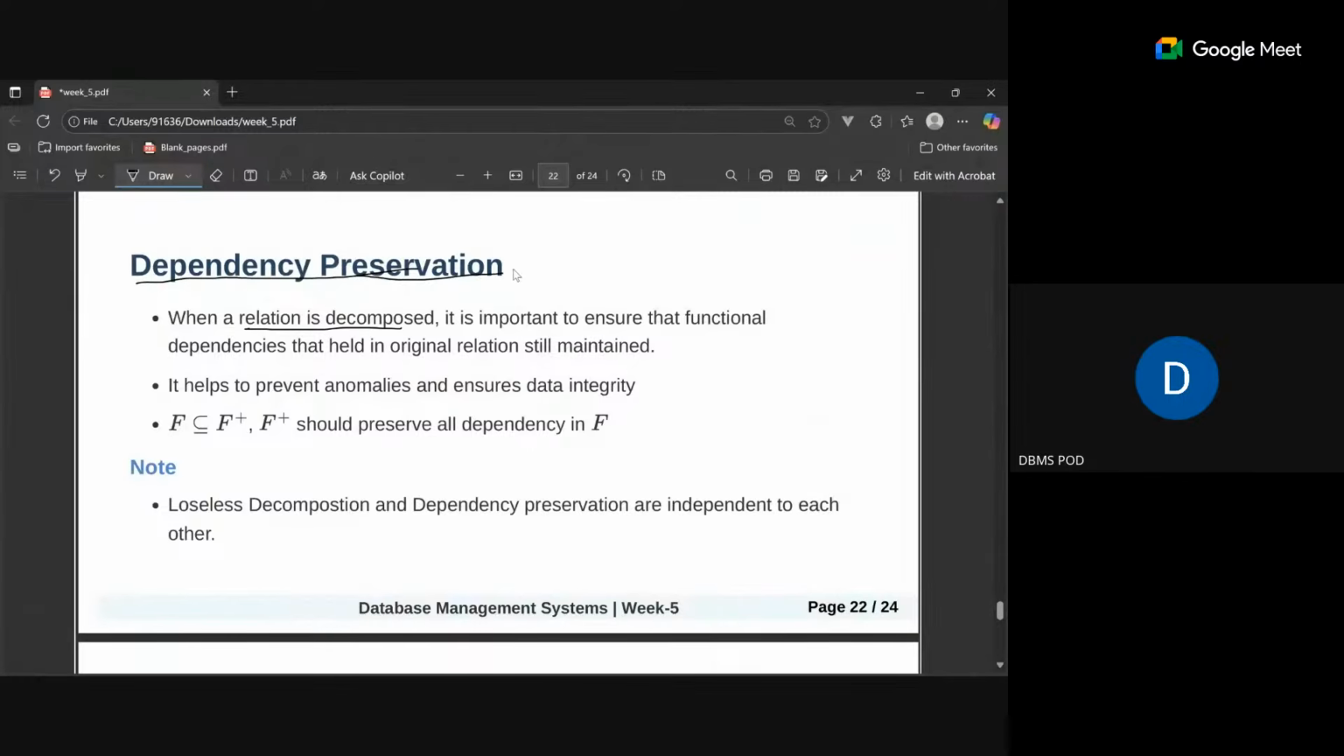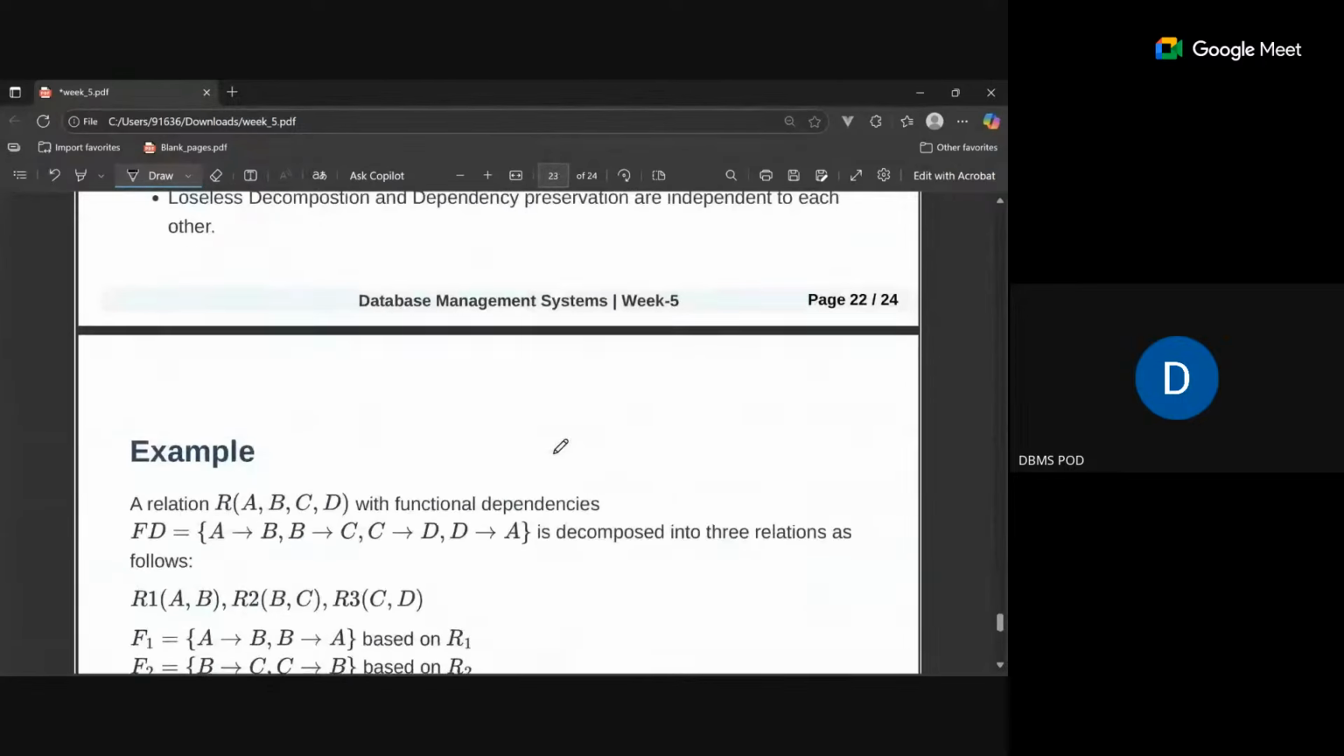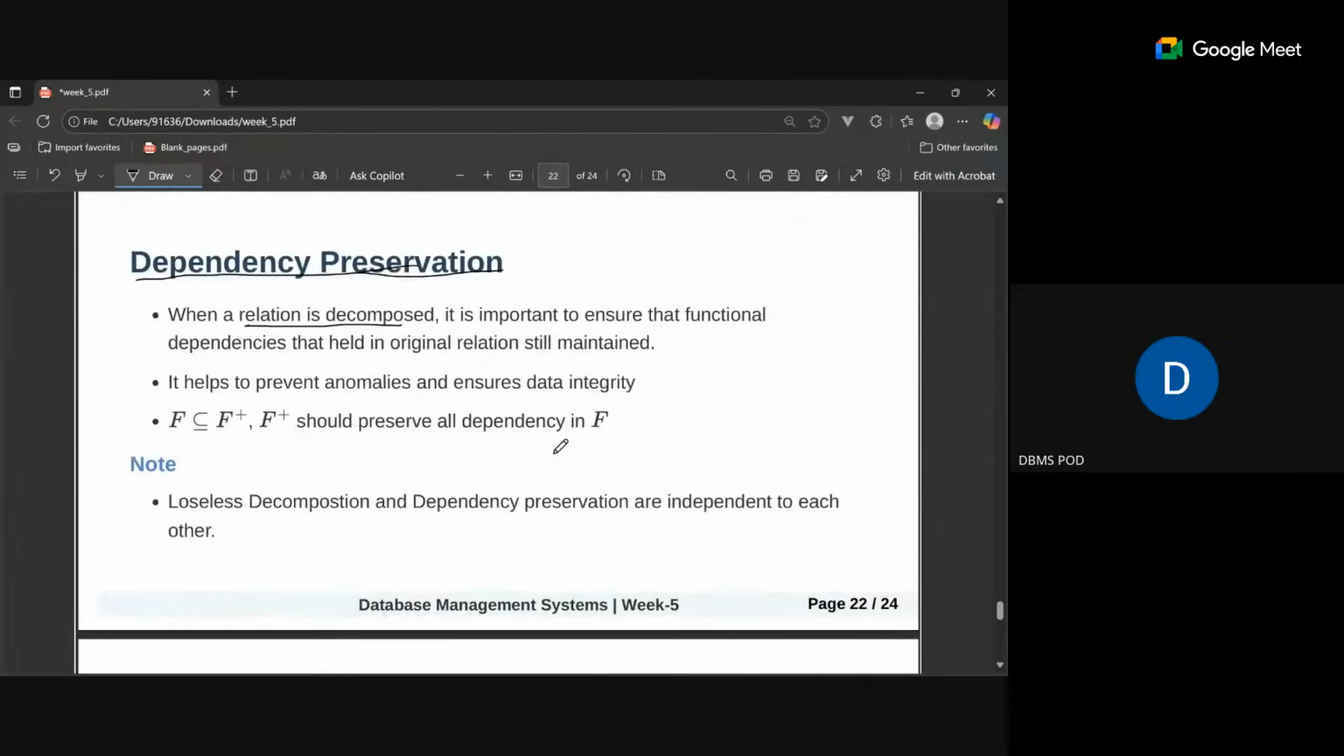This is dependency preservation. When a relation is decomposed, basically when you split a table, you are not splitting only attributes like R1, R2, R3. Your dependencies will also be split, right? So we need to check whether the dependencies also get preserved, not only lossless join. This dependency should also be preserved so that it helps to prevent anomalies and maintain data integrity.